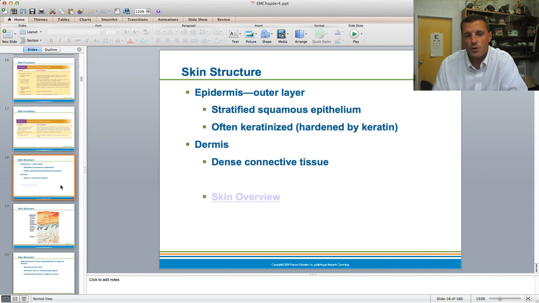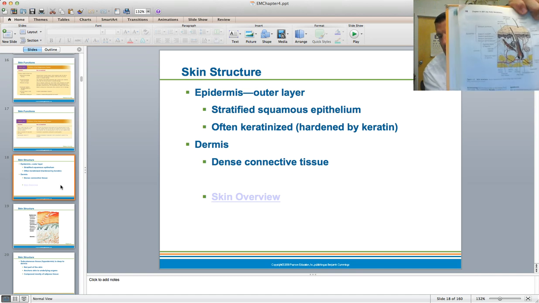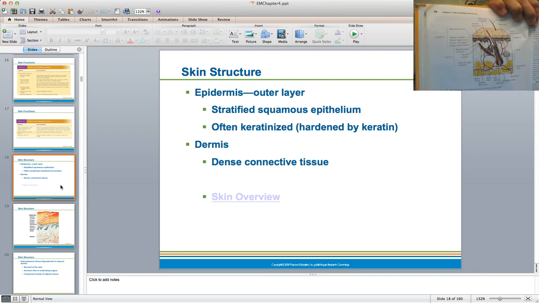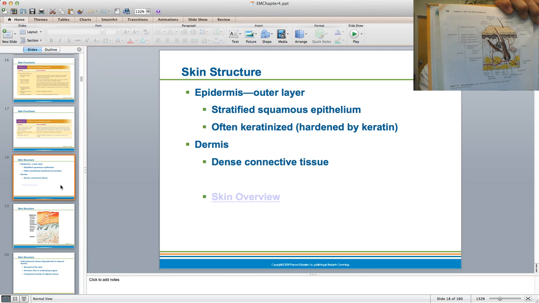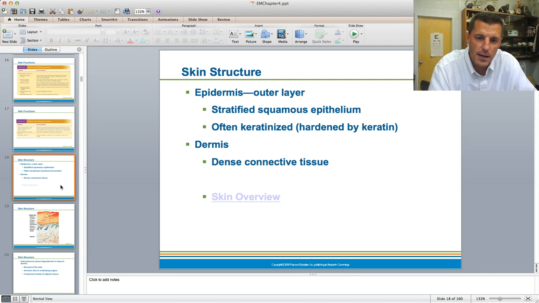Okay, so skin structure. And I would recommend that you're open to page 98. That's this page with that diagram. It's also the diagram that I think you saw on the video that we watched on Wednesday. It showed an overview of the skin and what it's made of.